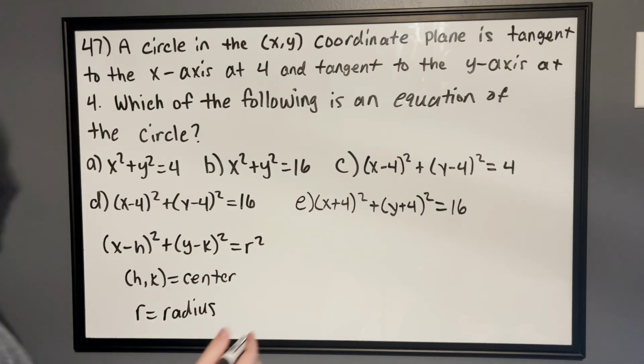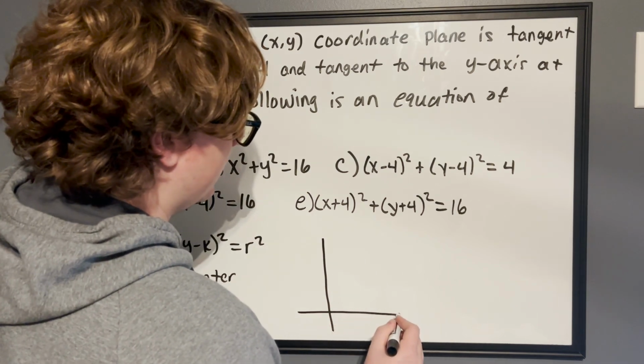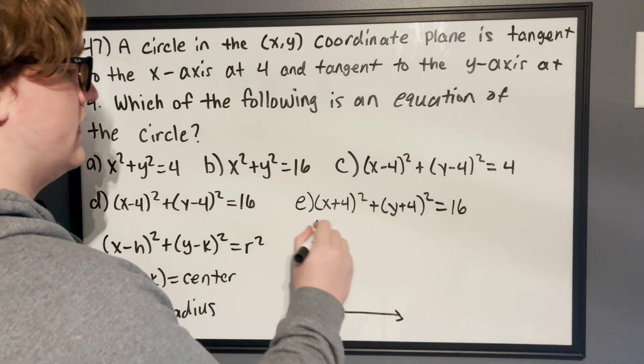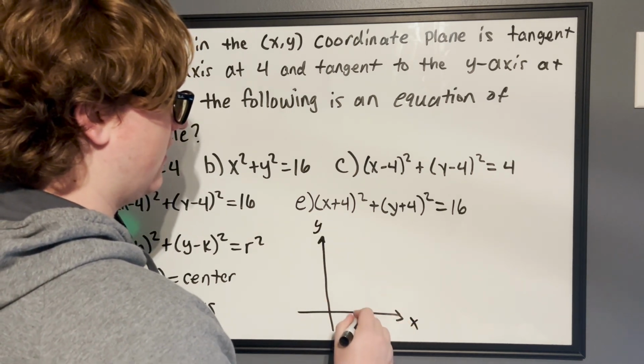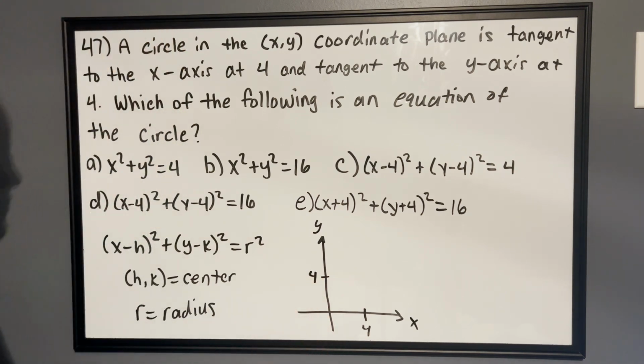So let's draw it out in the standard xy coordinate plane. So we're going to draw it like this. We're only going to be looking at the positive first quadrant. So this is the y-axis and this is the x-axis. And here is x equals 4 and here is y equals 4.